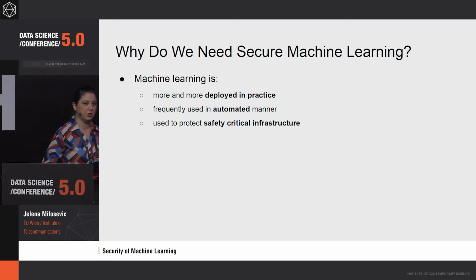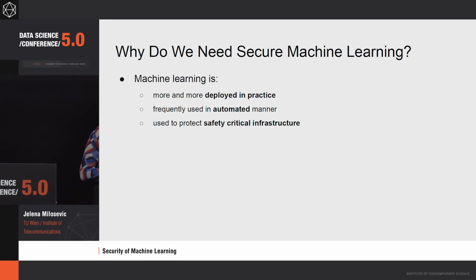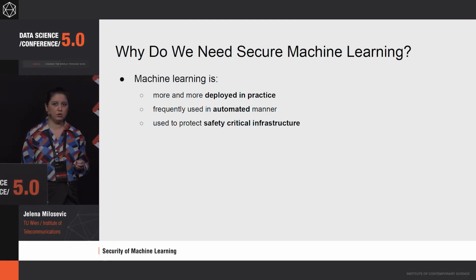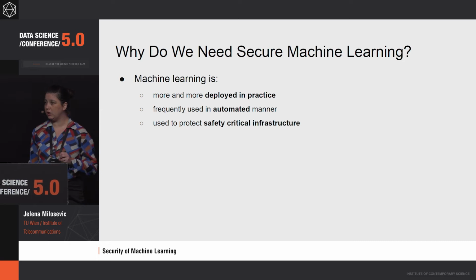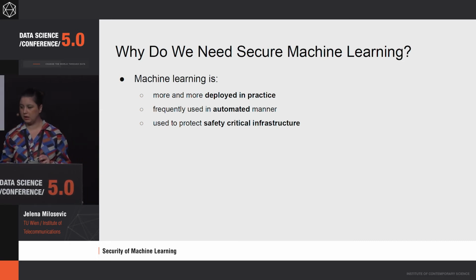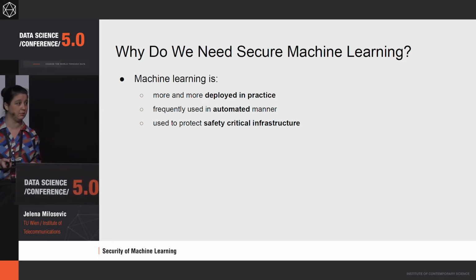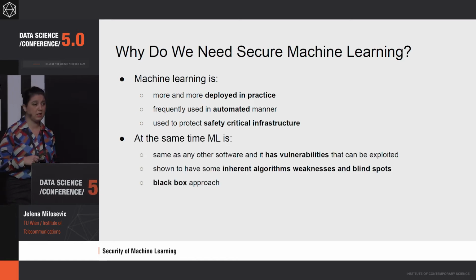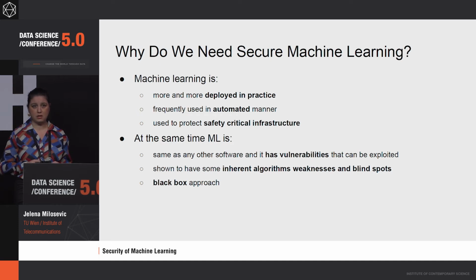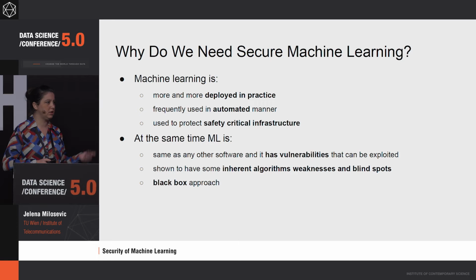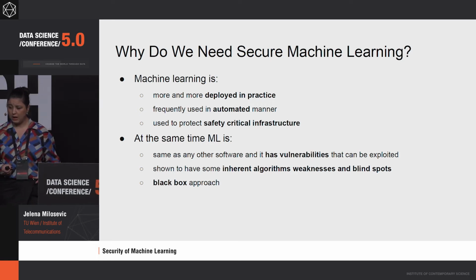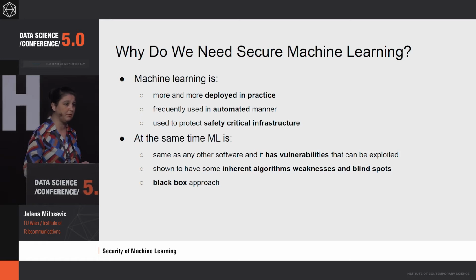We definitely need machine learning, right? Machine learning is something that is being more and more deployed in practice. At the same time, it is frequently used in an automated manner, and in recent years, it is even being used to protect safety critical systems. But at the same time, machine learning is the same as any other software, which means that it has vulnerabilities that can be exploited. And recent research in adversarial machine learning showed us that machine learning actually has some inherent weaknesses and blind spots that can be abused.